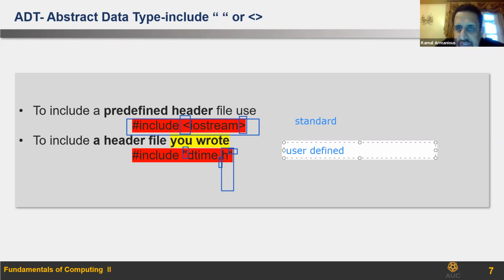What do I mean by user-defined library? It's one written by you. What's iostream? It is a standard library that exists in the C++ package, sorry.